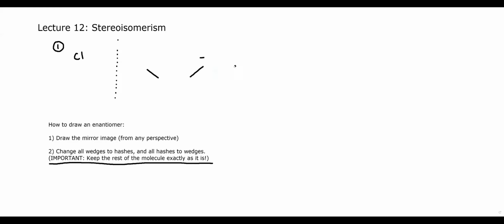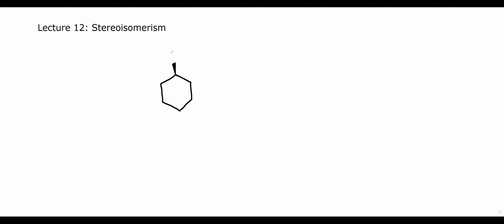So let's draw another example here. The more examples you see, the better. What about this molecule? What would be the enantiomer of this molecule? Keep everything exactly the same and change the wedge to a hash. Alternately, you can draw the mirror image. Let's draw it from a different spot. Let's draw it down here. I will draw the reflection of this molecule.